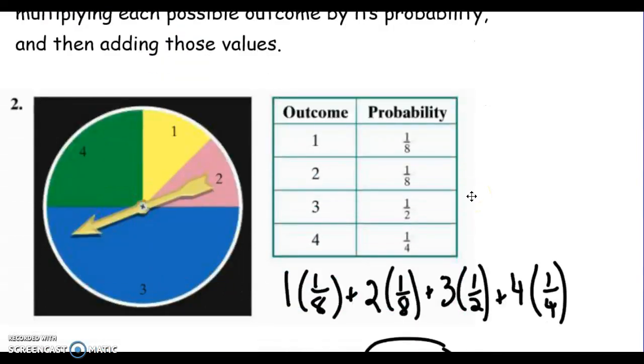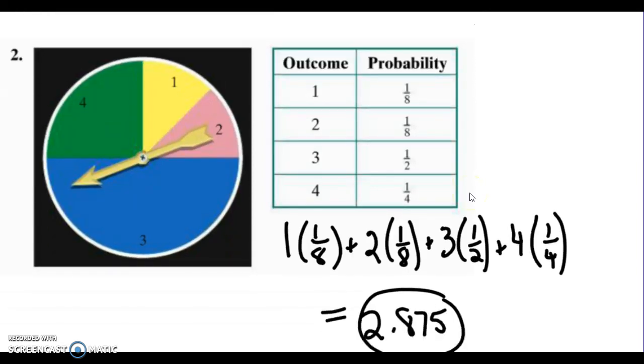So here's an example with a spinner. You can see 3 is more likely than any of the other options. 4 is the next most likely, and 1 and 2 have the least likelihood of 1/8 each of the pie. So to determine the expected outcome, multiply the outcome times its probability and add all of these up, and we get the expected outcome is 2.875. Well, that makes sense because over half of the pie is 3. So we would expect that we're going to get something close to 3.